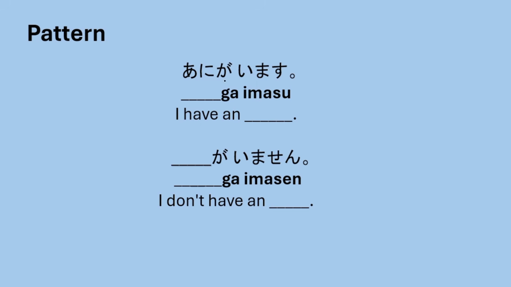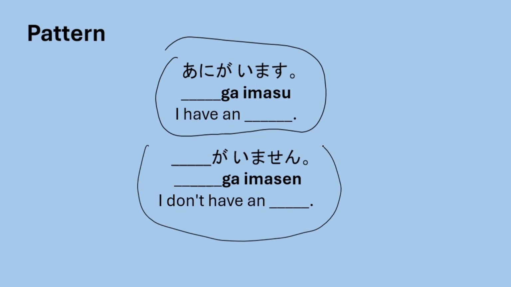Let's see how we say simple sentences like I have a brother, I don't have a brother, I have a sister. You just have to add this here and add ga imasu. If you add oniisan, it means I have an older brother. If you have otousan, it means my father, right?